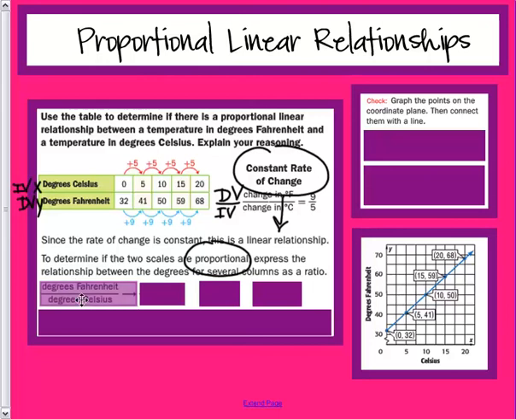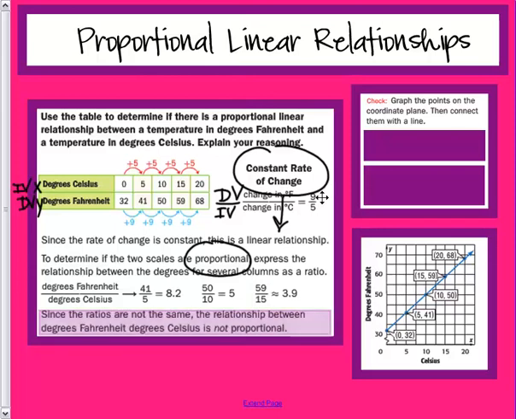So we need to take each one of these different numbers and figure out what they would be if they were simplified. So 41/5 would be 8 2/10. 50 over 10 would be 5. 59 over 15 would be 3 9/10. So we know that these ratios are not the same, which means it's not a proportion.